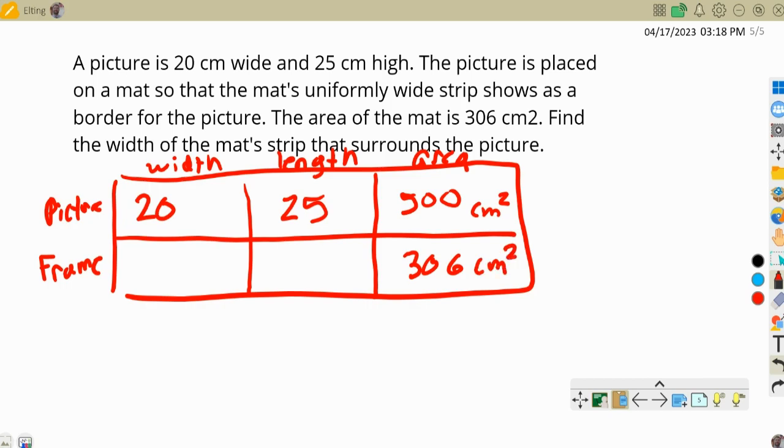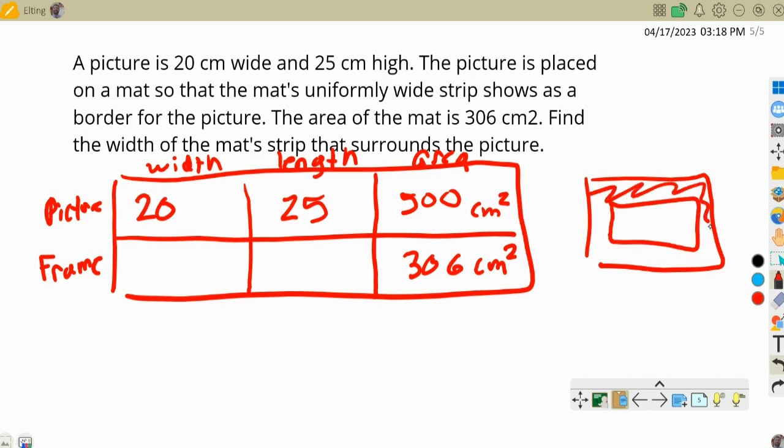Picture is placed on a mat, so the mat's uniformly wide strips show as a border for the picture. Well, this is interesting. The mat is actually smaller. So in other words, the area of the mat must be sort of this border, not including the center picture frame. So basically, I'm actually going to change this, because apparently the border and the picture together would really be larger than the two combined. So I actually got to be careful with that.